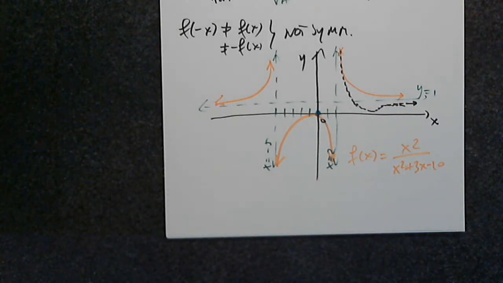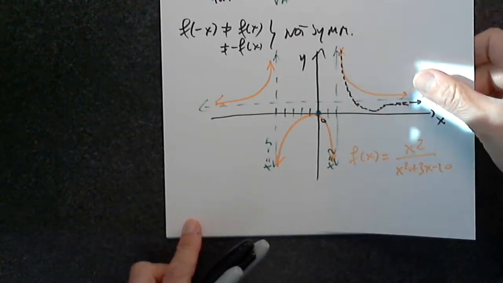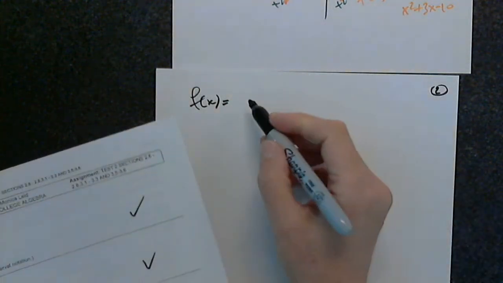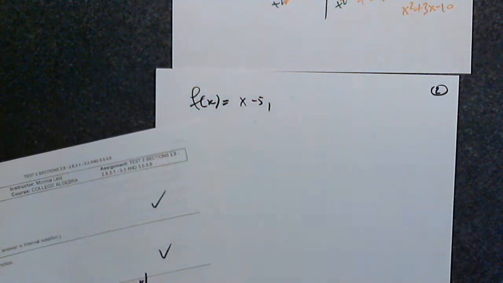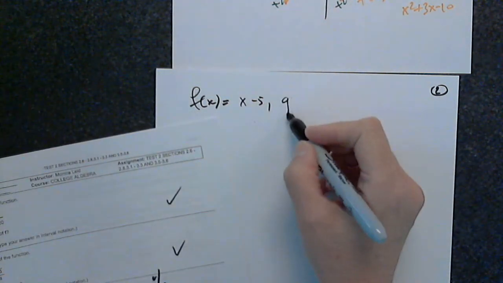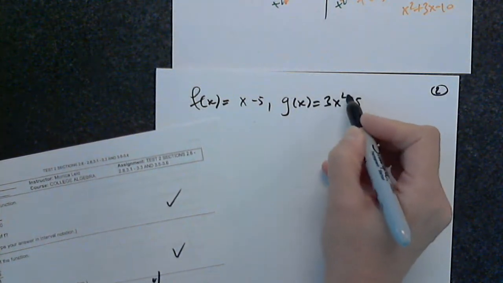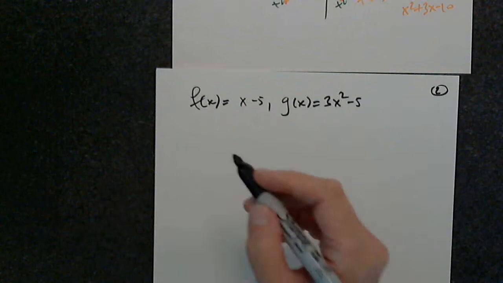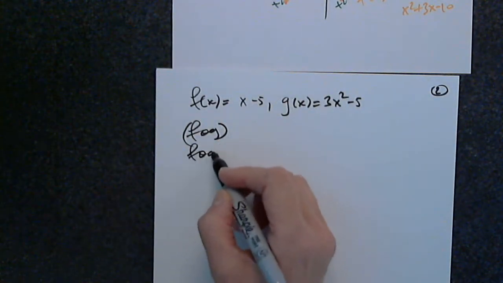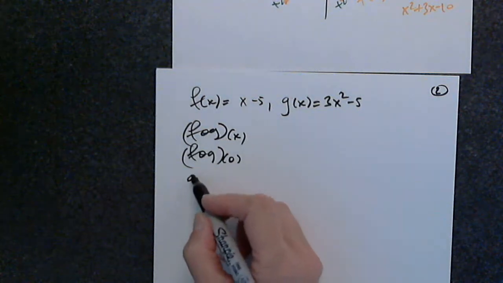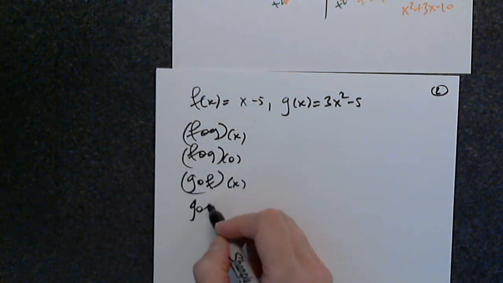Okay, very good. So we have number 3, but then we have also a polynomial, correct? Okay, so let's do number 3 before that. In number 3, we have f of x equals x minus 5. Was number 3 correct? Okay. So g of x is 3x squared minus 5, and they want us to find f comp g, g comp f, and f comp g of 0, and g comp f of 0.